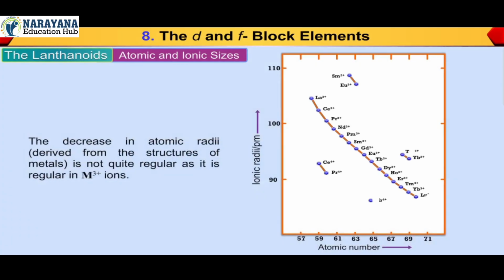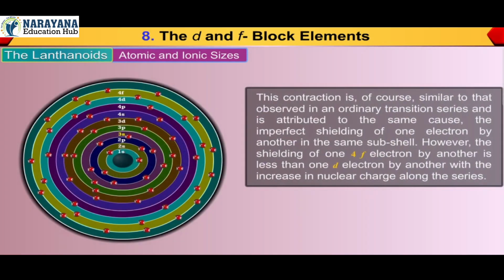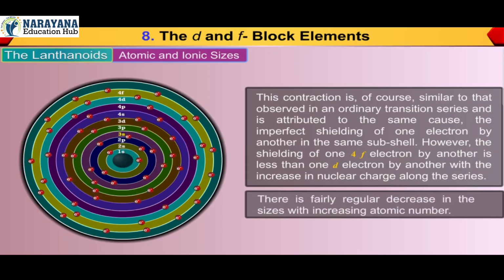The decrease in atomic radii, derived from the structures of metals, is not quite regular, as it is in the M3+ ions. This contraction is, of course, similar to that observed in an ordinary transition series and is attributed to the same cause, the imperfect shielding of one electron by another in the same subshell. However, the shielding of one 4f electron by another is less than that of one d electron by another, with the increase in nuclear charge along the series. There is a fairly regular decrease in the sizes with increasing atomic number.